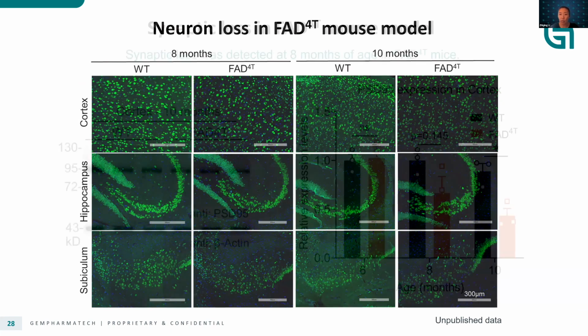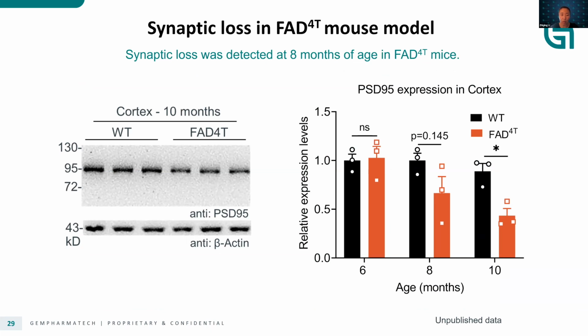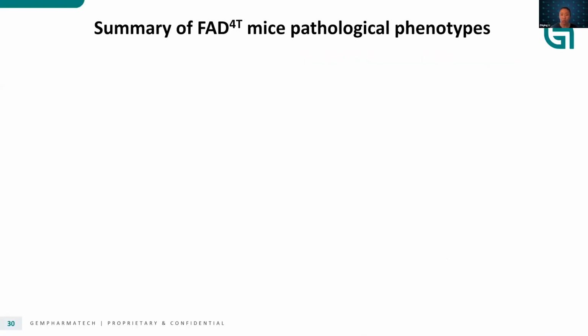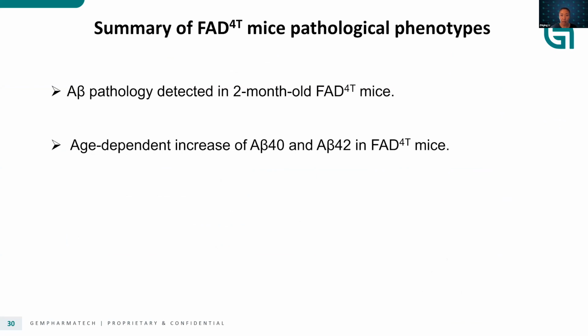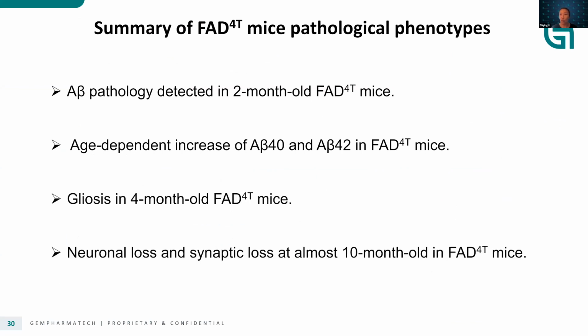At the same time, we also used PSD95 Western blot to show that when mice are 8 to 10 months of age, we can also tell there's a synaptic loss as indicated by PSD95 decrease. So overall, up to this point, at the molecular and cellular level, what I've shared with you is that in the FAD4T mice, we see a distinct A-beta accumulation starting from 1.5 to 2 months of age.